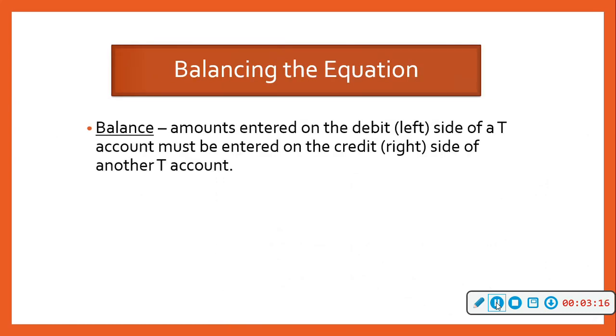Two more things to discuss. First is balancing the equation. Amounts entered on the left or debit side of a T account must also be entered on the credit or right side of a different T account. Just like in the accounting equation, we did two things for every transaction. Two things must happen for every transaction in a T account. If something happens to the left or debit side, something has to happen to the right or credit side of a different account. Just keep that in mind.